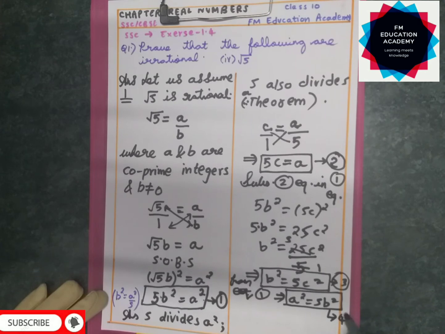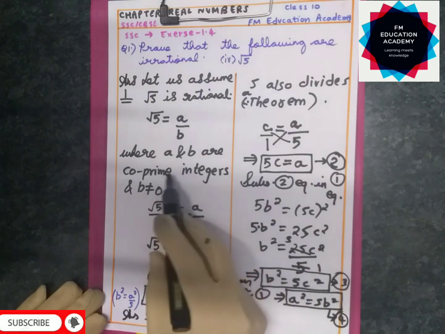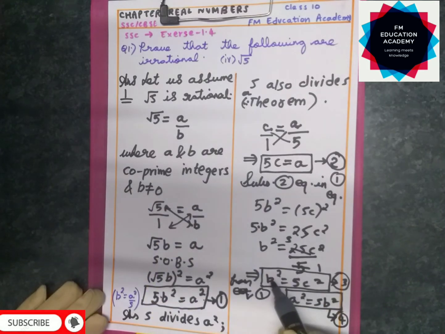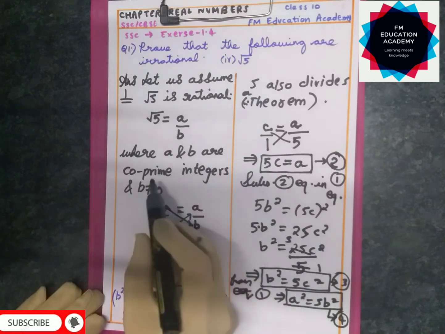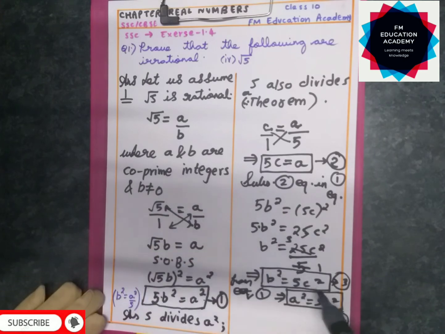So observe this third equation and fourth equation. a square equals 5b square and b square equals 5c square. So here I am having a square and here I am having b square. a and b here are co-prime integers. But if I observe, b square equals 5 into c square, that is, b square is having a factor of 5. And again, a square equals 5 into b square, that is, a square is having a factor of 5. But I said co-prime integers means they should not have any factor other than 1 and itself. But here I am getting a also having a factor of 5 and b also having a factor of 5. So this is wrong, right?